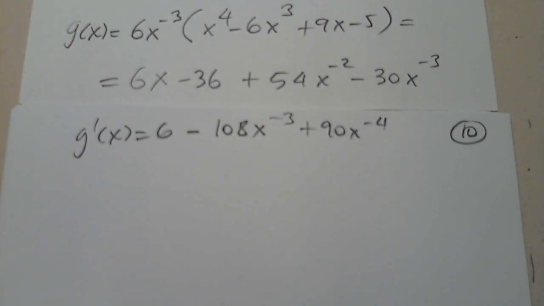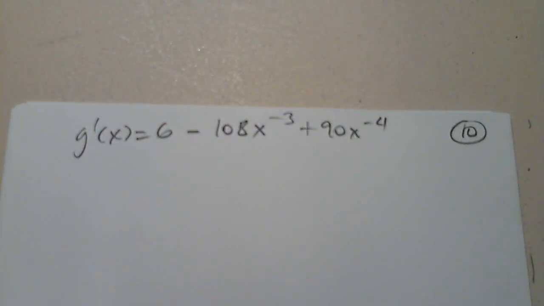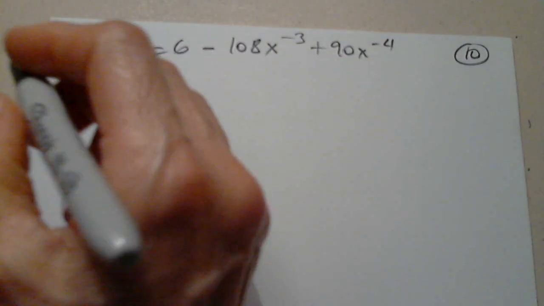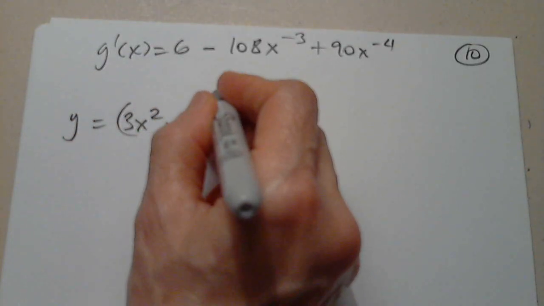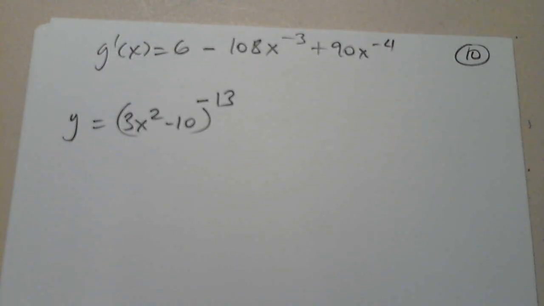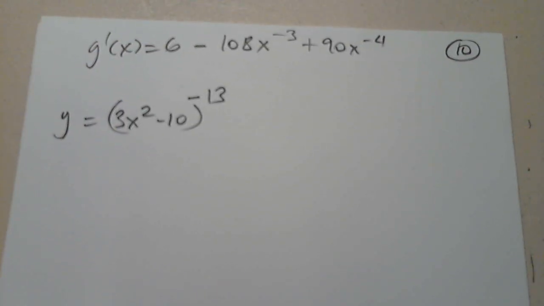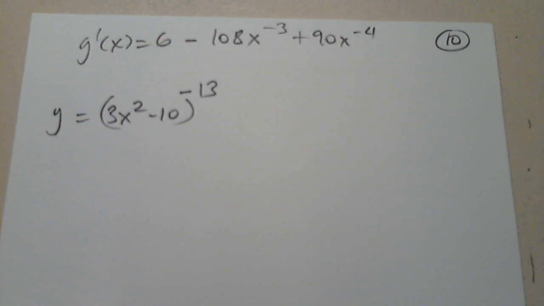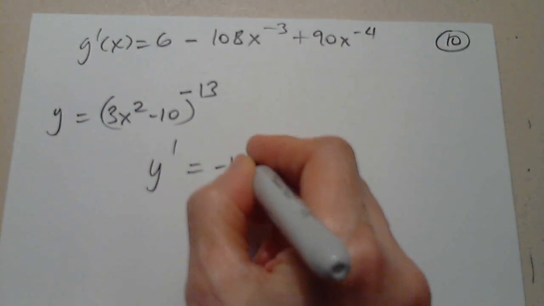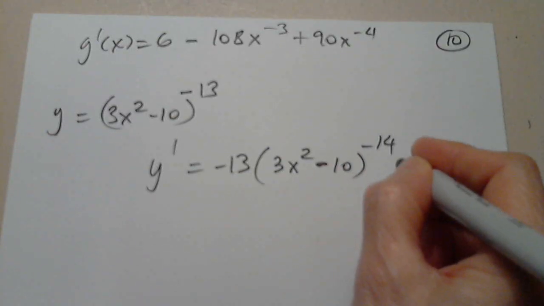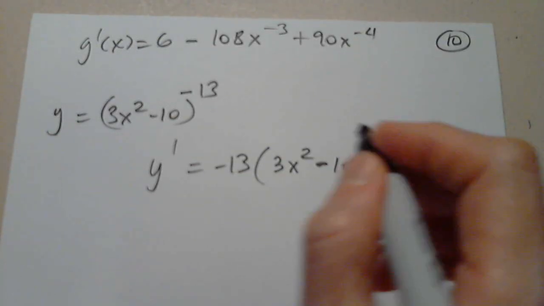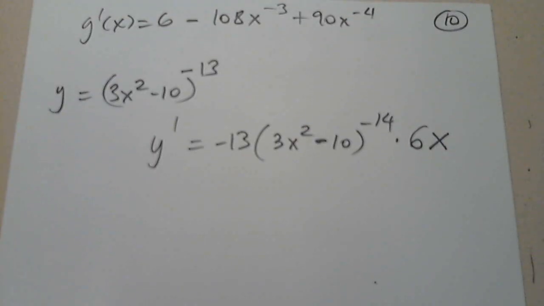Differentiate. Here I have no choice. Of course, I'm not going to try anything. I'm just going to use the chain rule. y equals (3x squared minus 10) to the negative 13. Remember the magic words: times the inner function prime. Negative 13 times (3x squared minus 10) to the negative 14, times the inner function prime.